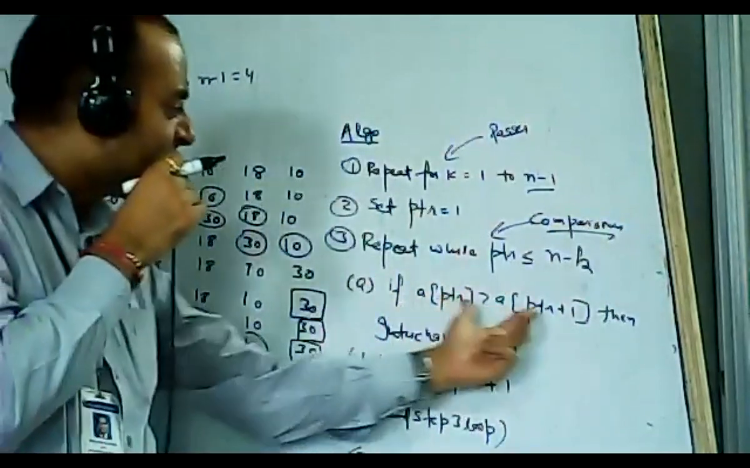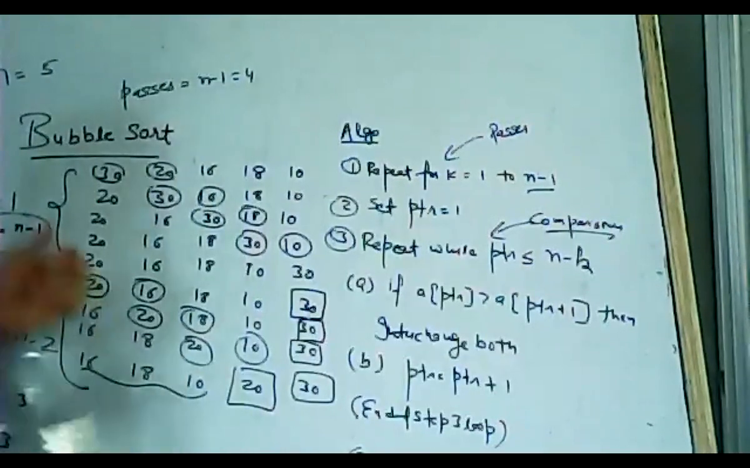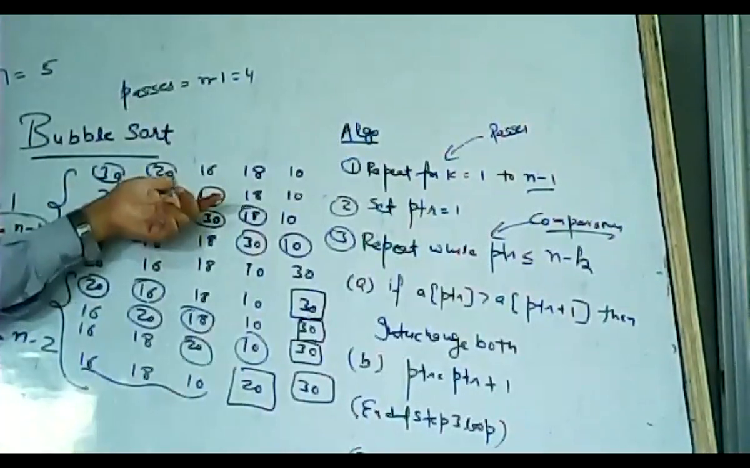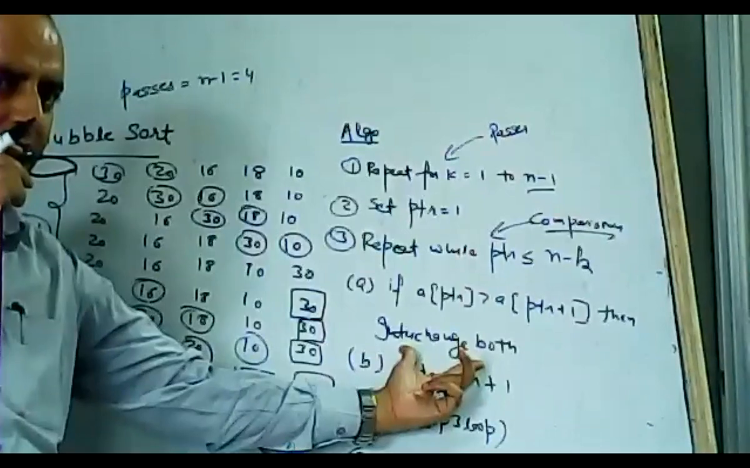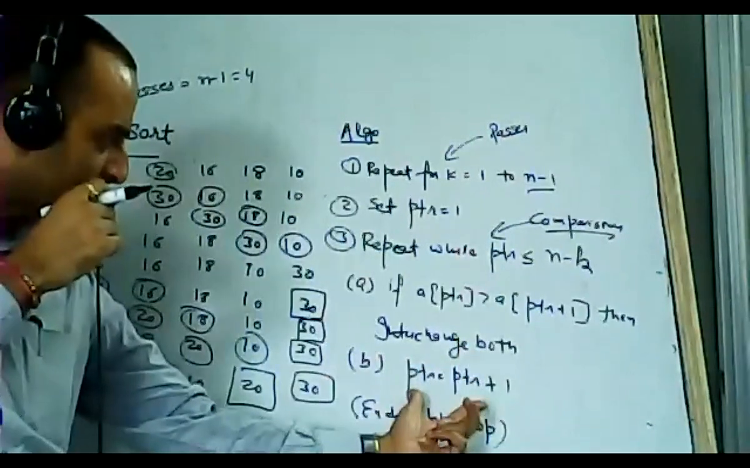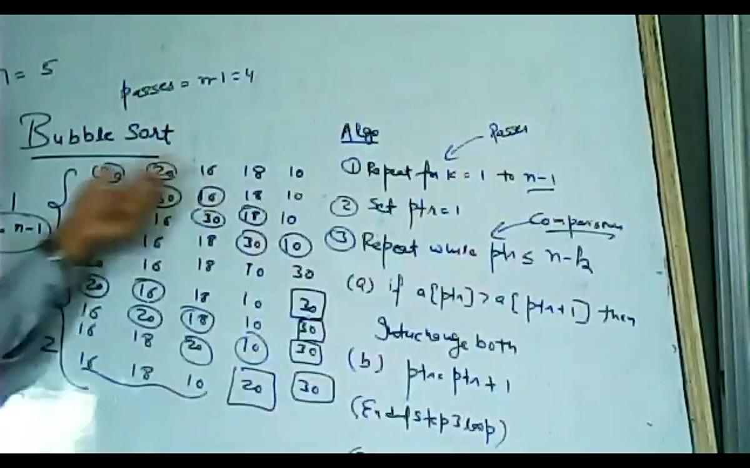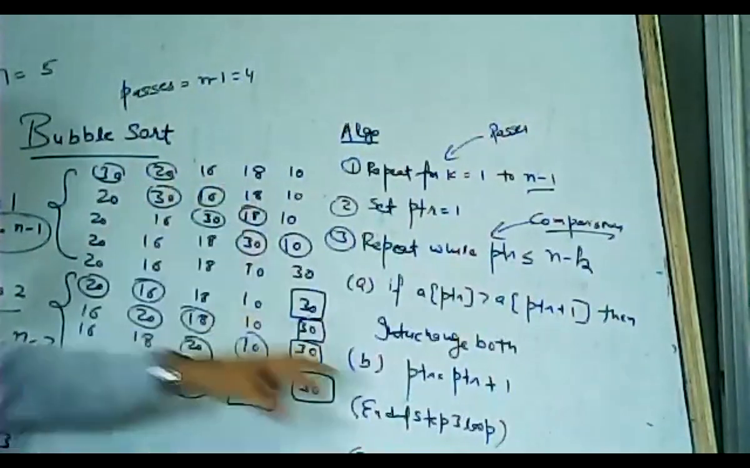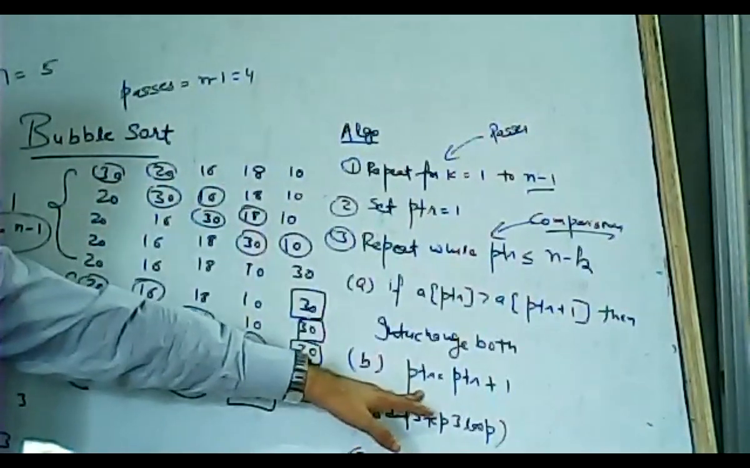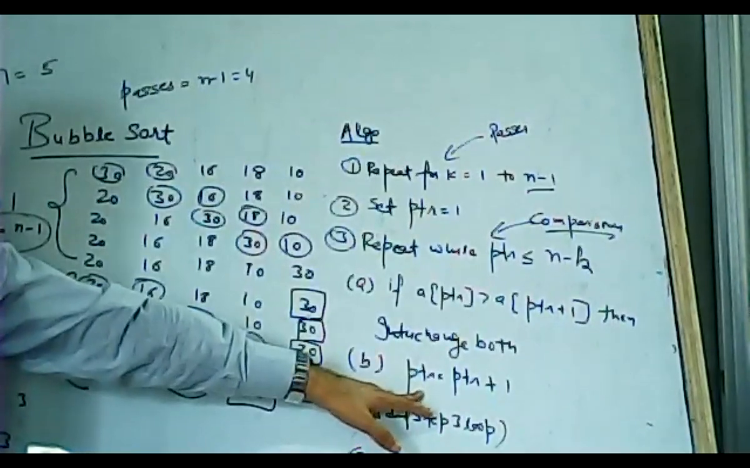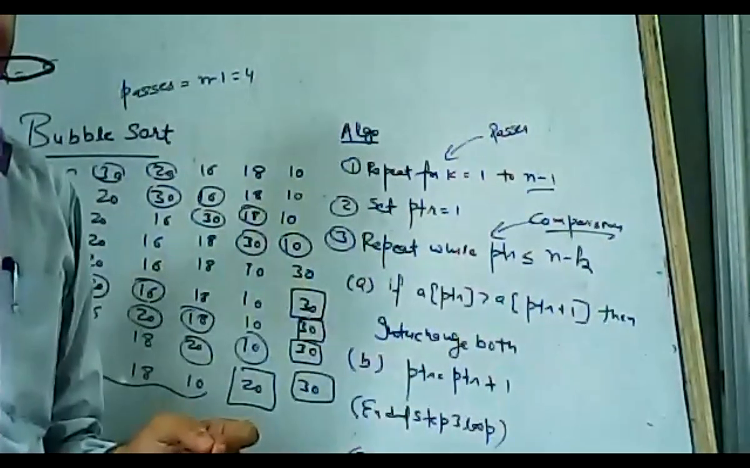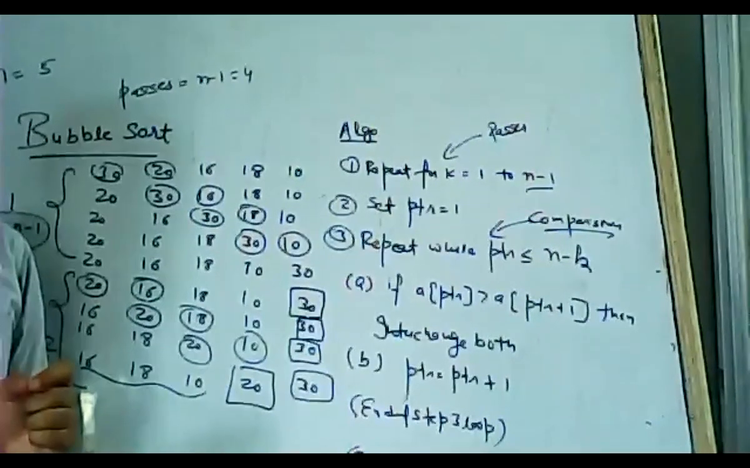If A of ptr is greater than A of ptr plus 1, if the element is greater than the next element, what do we do? Interchange. And then we move to next. Pointer is pointer plus 1. 30 and 20, 30 is greater than 20, so 20, 30. Then we move to next element. Is it clear? Is the algo clear or do I need to repeat it? Okay, no problem.